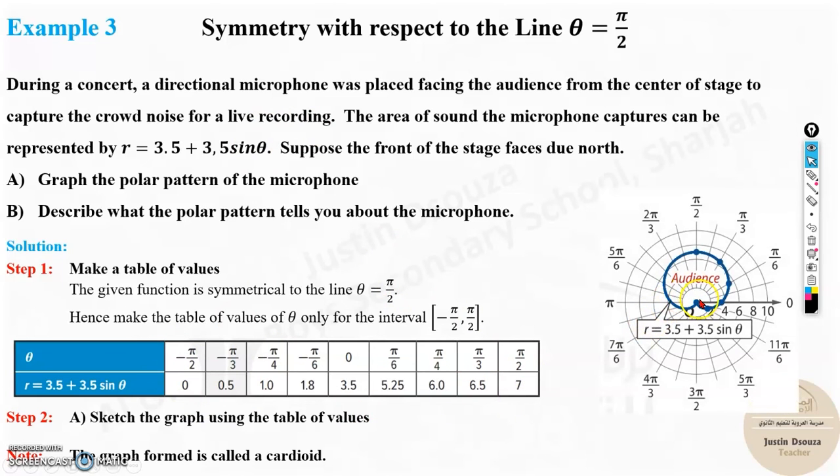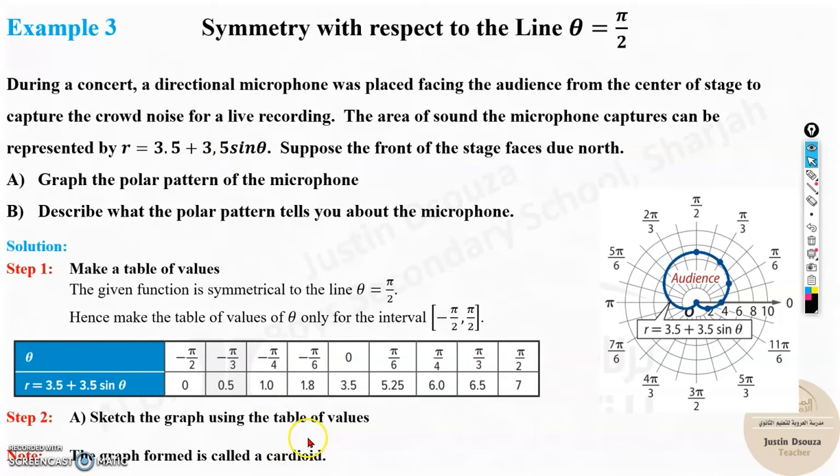When you graph, look over here, this is the shape. You do not need to do the entire range till 2 pi, just minus pi by 2 to pi by 2, and you get the shape like this. Then you can extend it, and the shape will be symmetrical on the other side. That is how we get it. Looking at the shape, you can tell it's a cardioid. Or looking at the equation, A and B values are the same, 3.5 and 3.5. That means it's a cardioid.